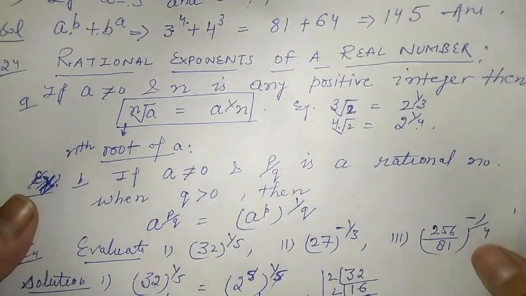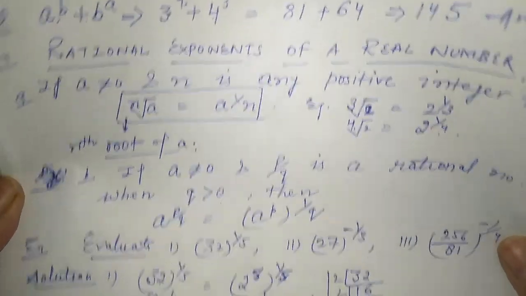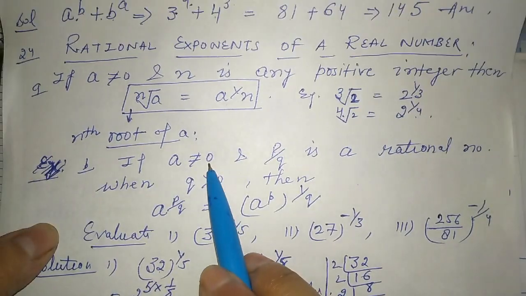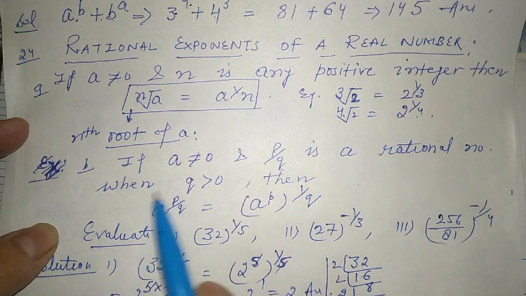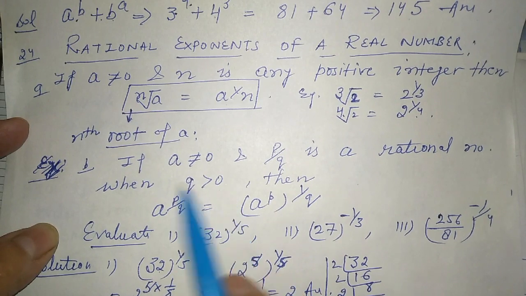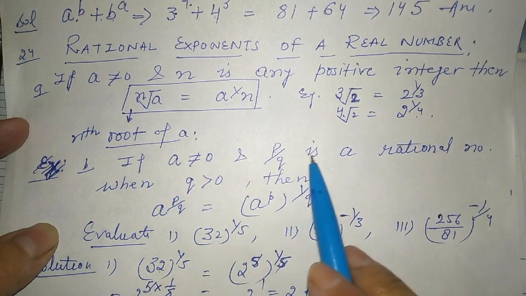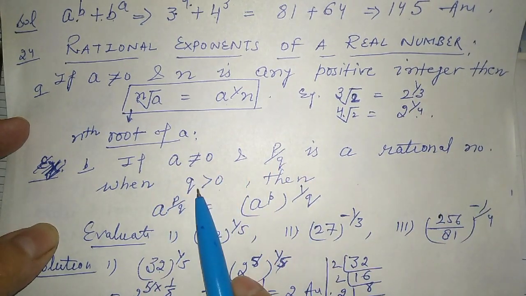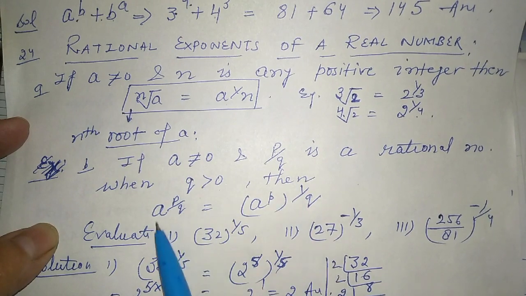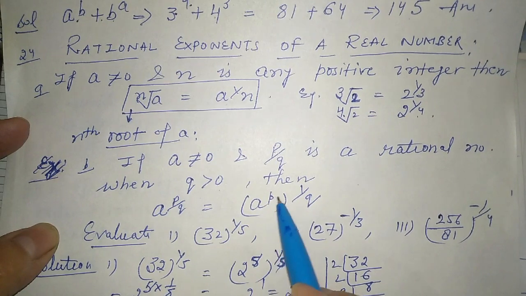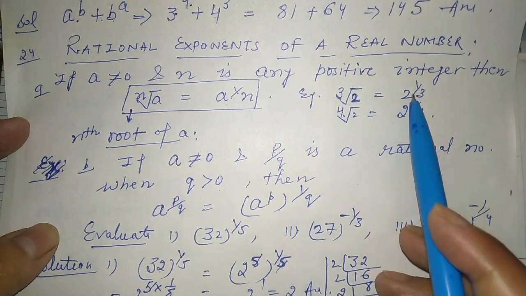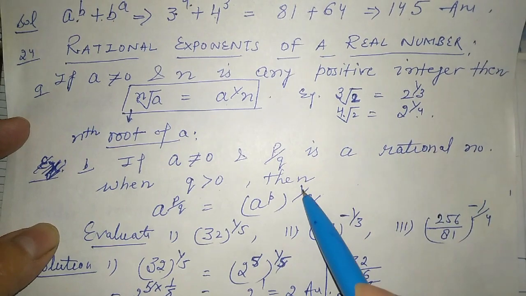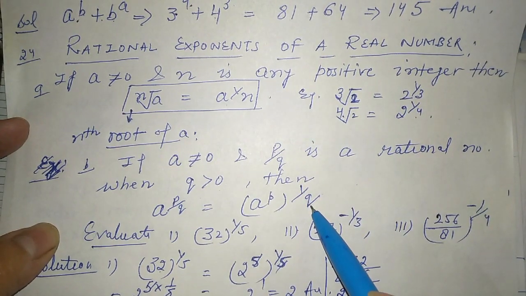Now if a is not equal to 0 and p upon q is a rational number and q is greater than 0, then a to the power p upon q is equal to the qth root of a to the power p: p will remain inside the bracket and outside there is a surd. Like this, 2 to the power 1 upon 3. So this becomes here 1 upon q.